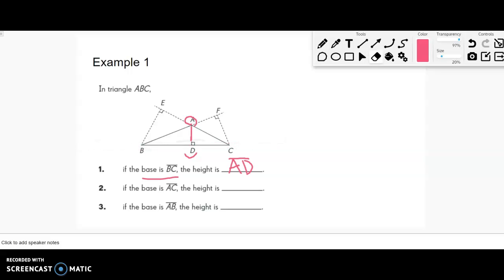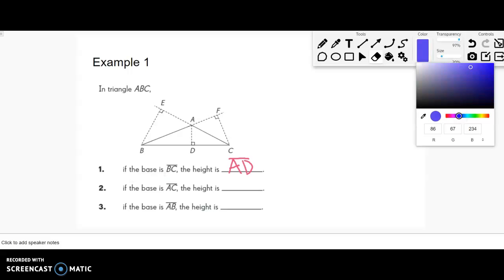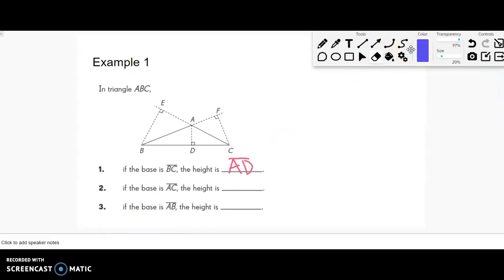Now, the base really could be any of the lines of the triangle. So let's say the base was AC this time. AC was the base, so this is my base right there. What is the height? Remember, sometimes I need to extend it out to see. And when I extend it out, I can see, oh, this line runs into that base at a 90-degree perpendicular angle. So that's the height, BE.